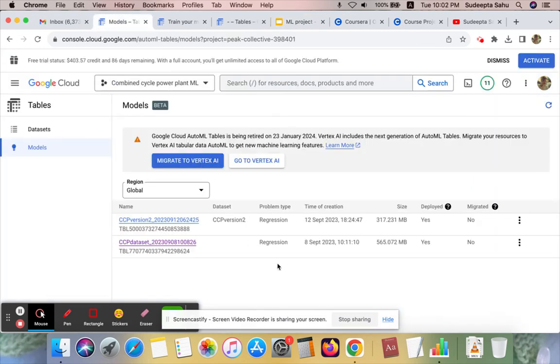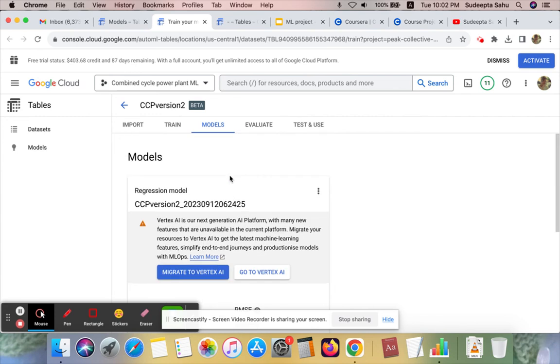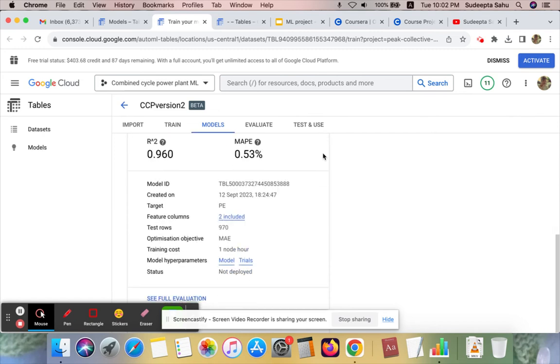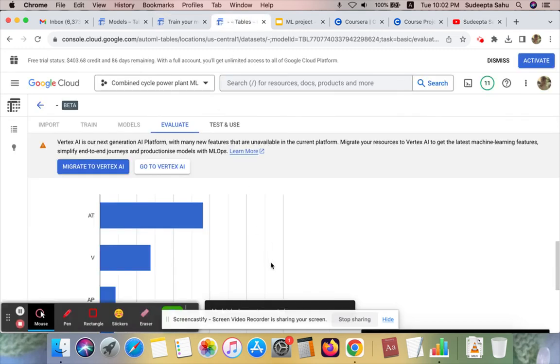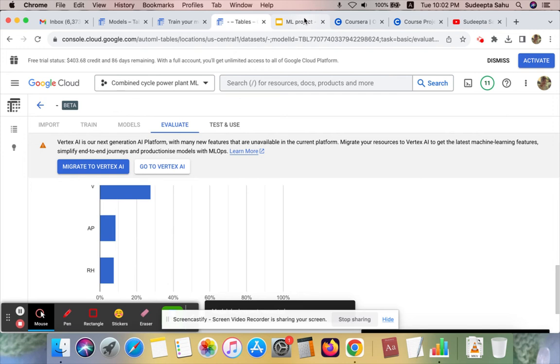This is how the AutoML looks like. These are the two different versions I ran for the model, and it has different steps which you can do to first import, then train, then model, evaluate, and then deploy the model, and then run the model. So this is the overview of the project.